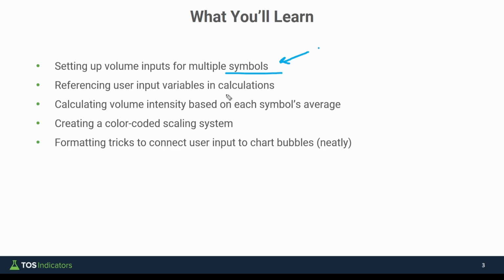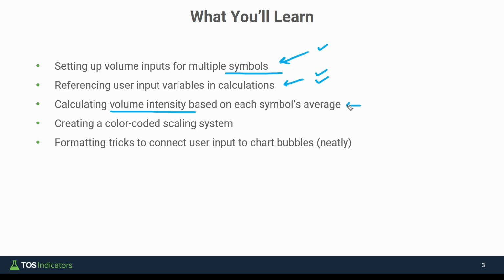After that, we moved on to taking that user input, so whatever the user chooses for symbol 1 plus the length, and we moved on to actually connecting that and fetching the volume data for that particular symbol, along with the average for that particular symbol. When we had the volume and the average, we then moved on to creating and calculating this volume intensity variable.